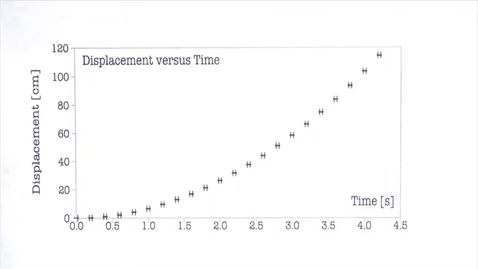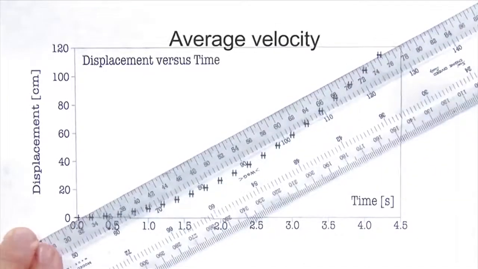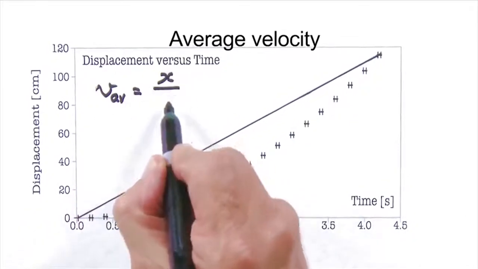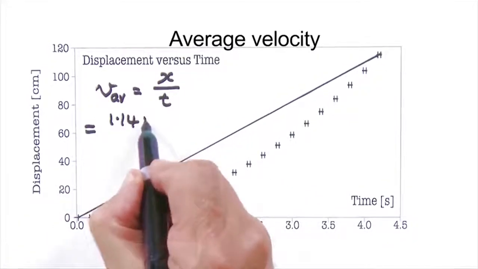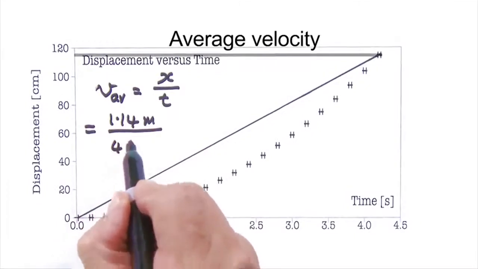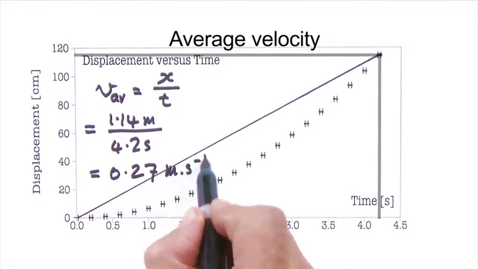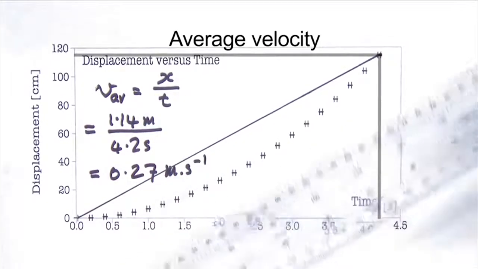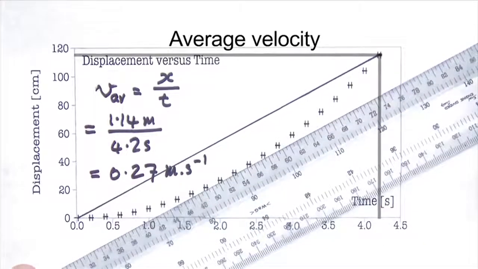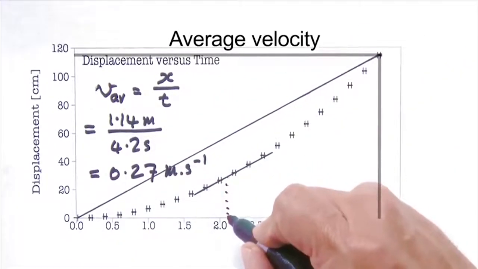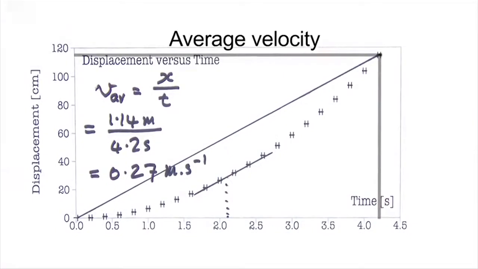Here's displacement versus time. Over this time interval, the average velocity is just the displacement divided by the time taken, here x over t, which is 1.14 metres over 4.2 seconds, which is 0.27 metres per second in the positive x direction. Here we can also estimate the time at which the ball had a velocity equal to the average velocity. Looks to be about 2.1 seconds.